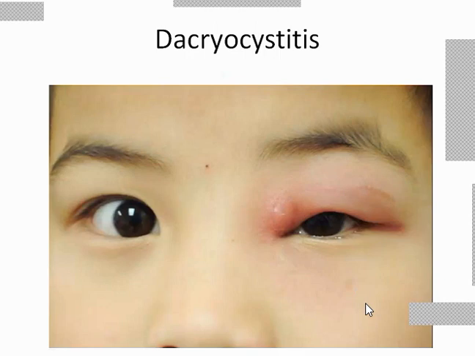This is called acute dacryocystitis. This is when there's a sac here, and then there'll be a lobulated swelling in the medial canthus.